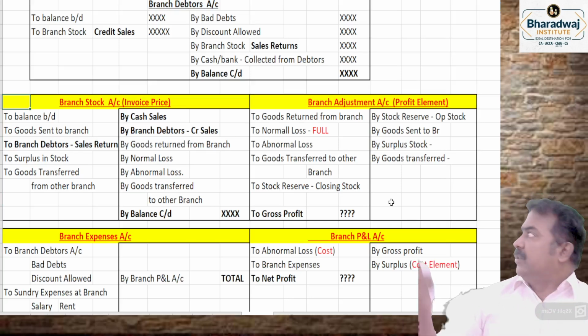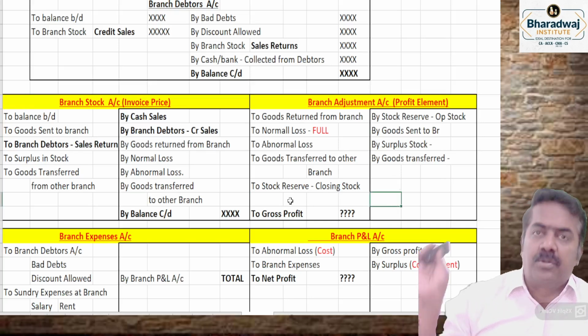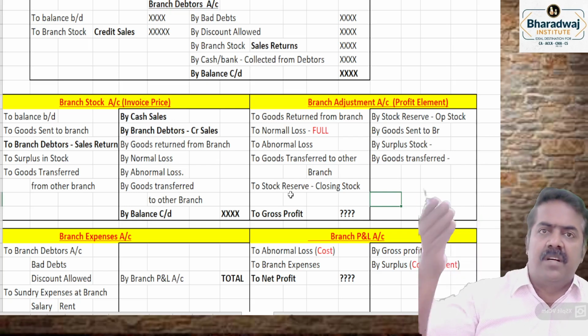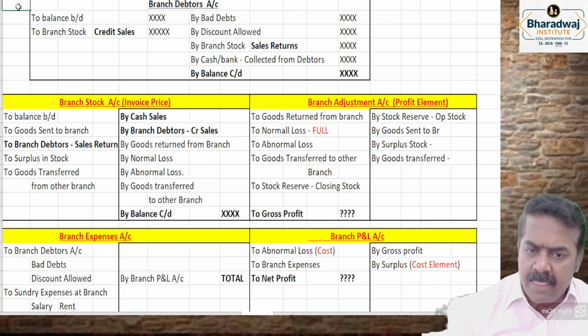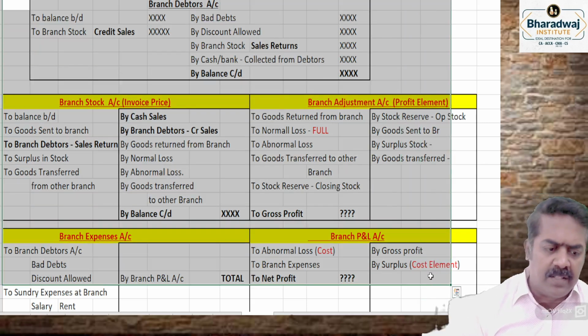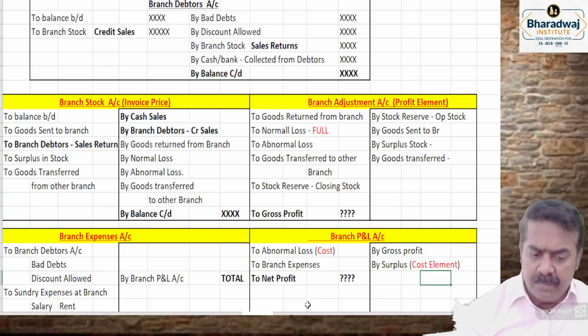After going through this for 5 minutes, just go through the ledger accounts for 5 minutes. It should register in your mind. Then only we can go for it. Please go through the full thing for about 2-3 minutes, once or twice. Then we will continue.